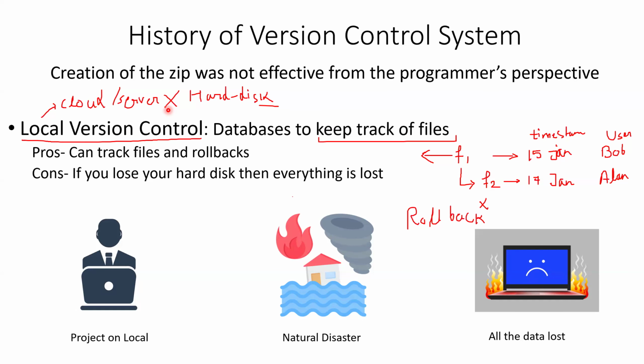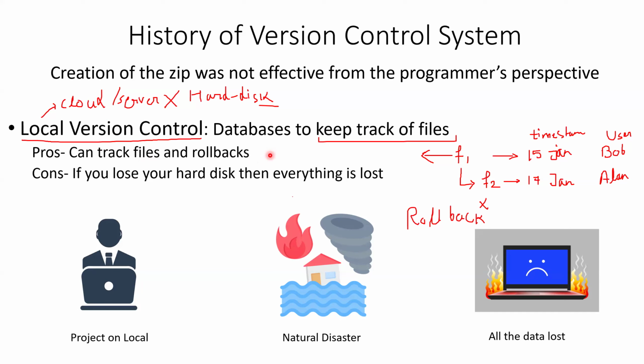So here are the pros. What are the pros? It can track your files, the changes that you have made. And there are rollbacks. It gives you the facility of the rollback, where you can go to your previous version, or a very previous version, or maybe the first version that you have created, because you have the track of all the versions that you have ever created.